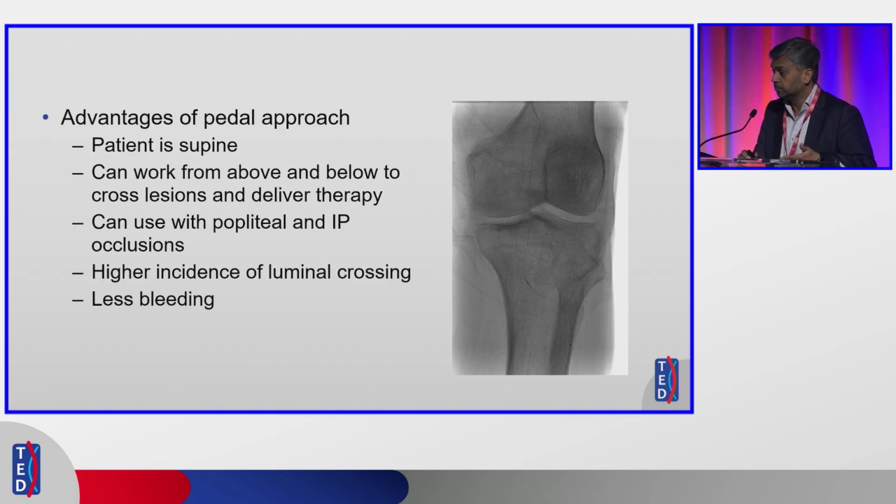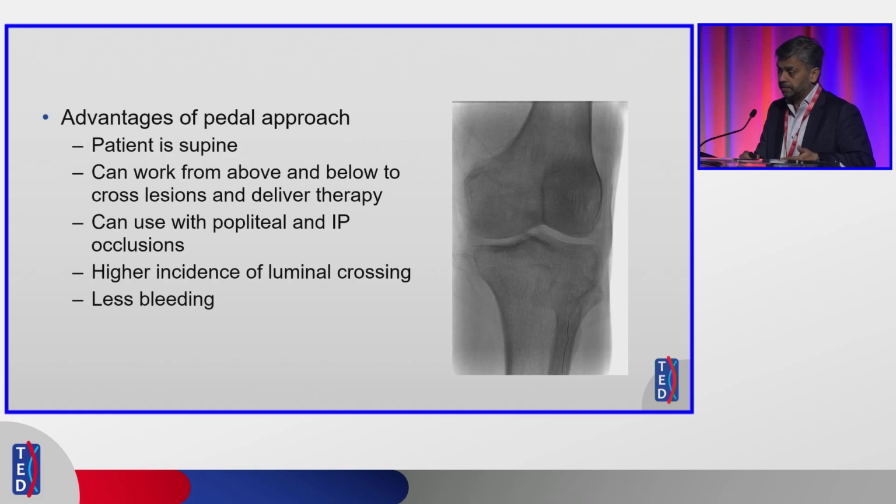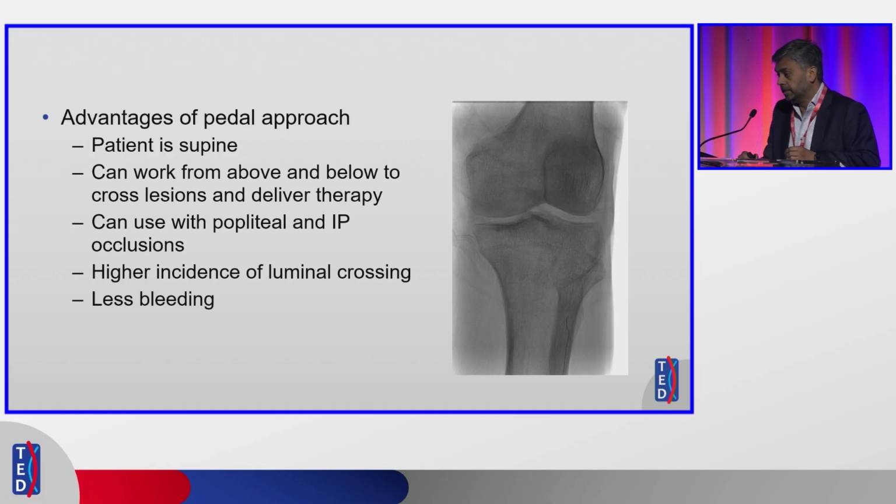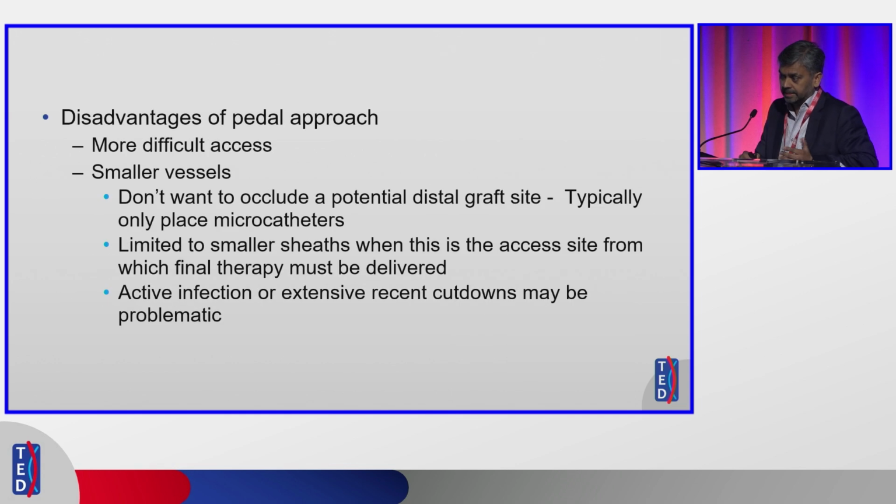The patient can be supine, you can work from above and below to cross these lesions, you can deliver therapy, you can take care of all these popliteal, infrapopliteal lesions. There's a much, much higher degree of luminal crossings, and definitely there is less bleeding in these cases. But what are the disadvantages? Well, it's obviously reserved sometimes for difficult cases. It's not like if we try to do pedal access for more of the regular bread and butter cases, it'll be easy, but when we encounter pedal cases, it's usually the more difficult cases.